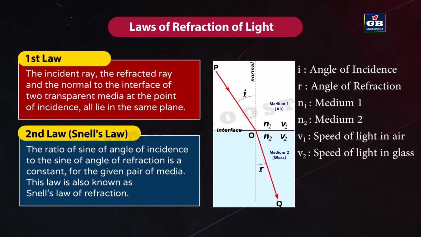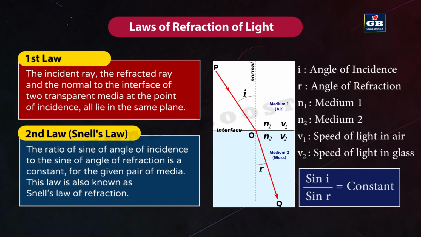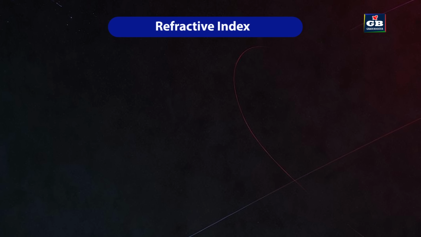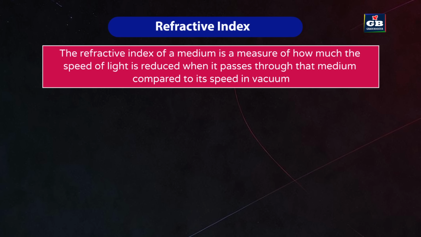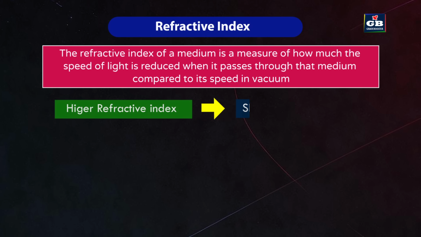If i is the angle of incidence and r is the angle of refraction, then sin i by sin r is equal to a constant. Refractive index. The refractive index of a medium is a measure of how much the speed of light is reduced when it passes through that medium compared to its speed in vacuum. It is a dimensionless quantity, and a higher refractive index indicates a slower speed of light in that medium.